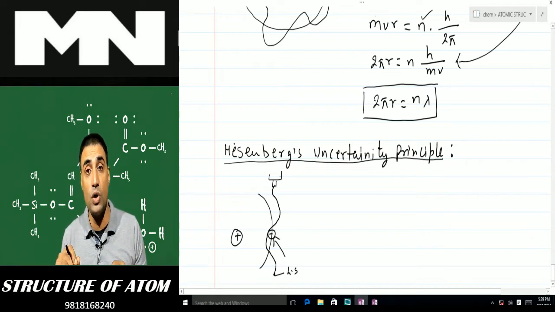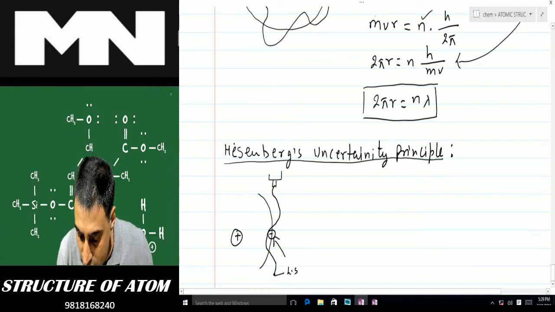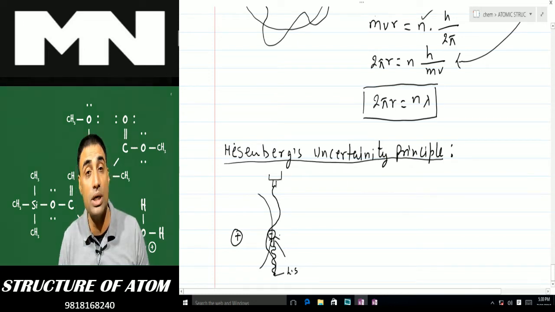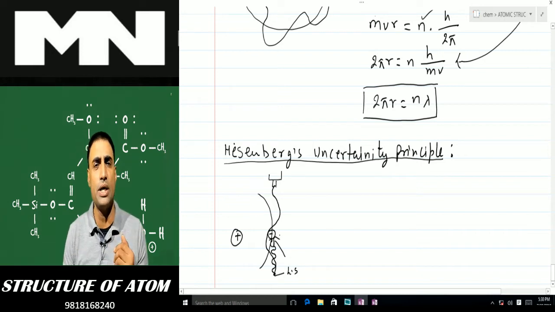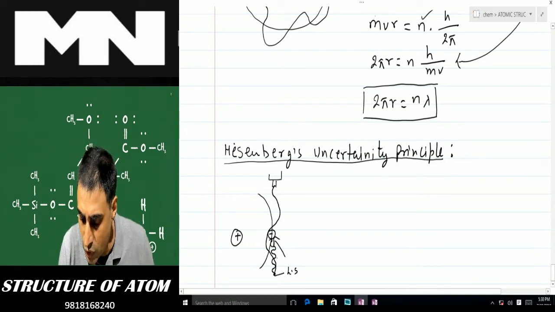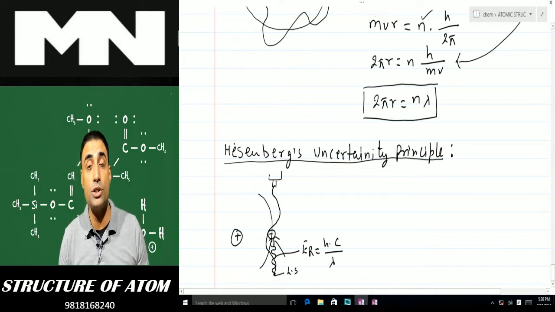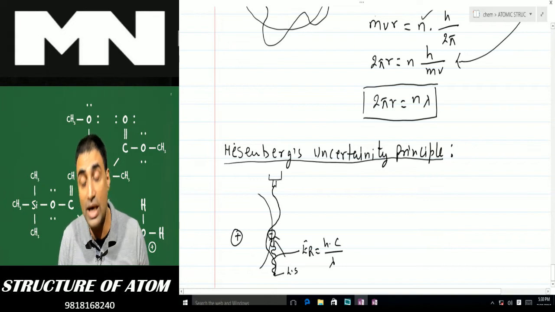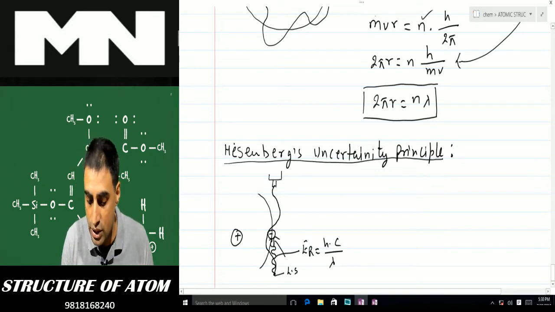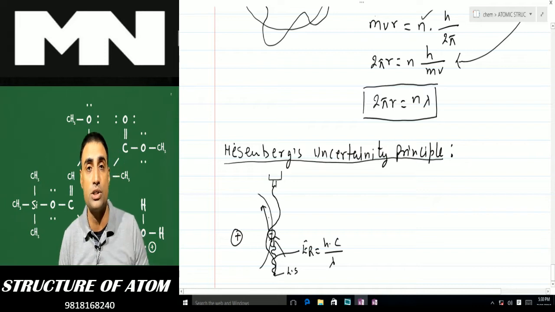The second method I have got is that I can use a radiation of smaller wavelength. Now suppose I am using a radiation of a smaller wavelength, and this radiation strikes the electron, and I can easily locate where the electron is. But you know, I've taught you already that the energy of radiation is equal to h into c by lambda. So when lambda is smaller, the energy of the radiation is higher. So when radiation of such a high energy strikes the electron, it will get accelerated, its velocity will change.